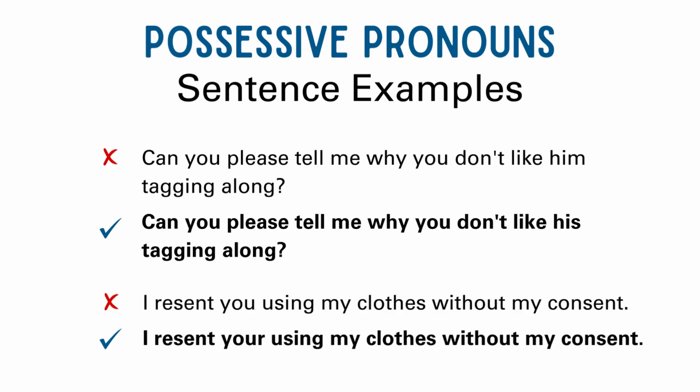Now, how do we apply this rule? Let's analyze the two pairs of sentences here. Can you find the gerund in the first one? Yes, it's tagging or tagging along. Good job. Now, the rule says we should use a possessive pronoun, not a subjective or objective pronoun. That's why the correct way of saying it is, can you please tell me why you don't like his tagging along? His, not he or him. Is that clear? Okay, on to the next example.